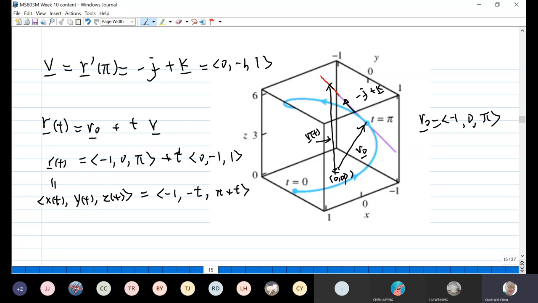Okay, when you add them up, minus 1 plus 0, you get minus 1. 0 plus minus t, you get minus t. Pi plus 1t, you get pi here. So in terms of parametric equation, you get this one. That means that your x(t) here is equal to minus 1. Your y(t) equals minus t. Your z(t) equals t plus pi. And this is the parametric equation of the tangent line.